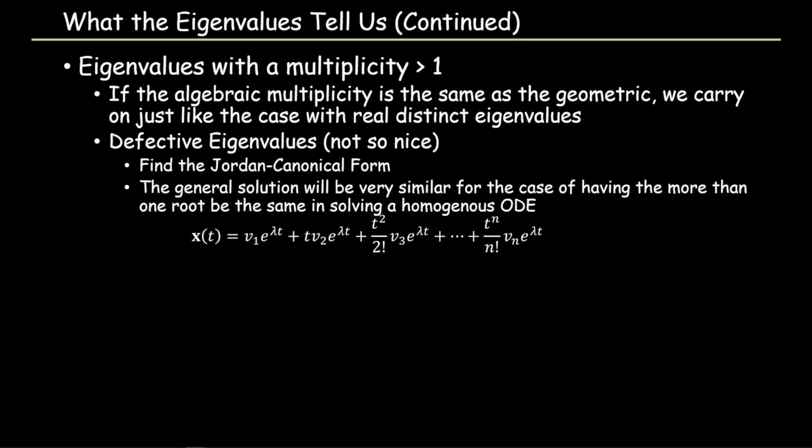It's going to be very similar, but instead of multiplying by t raised to the n, we are going to be multiplying by t raised to the n over n factorial. The first case will be t to the 0 over 0 factorial, which would just be v1 e to the lambda t. The next one will be t v2 e to the lambda t, and then the other one is t squared over 2 factorial v3 e to the lambda t, all the way to t to the n over n factorial vn e to the lambda t.